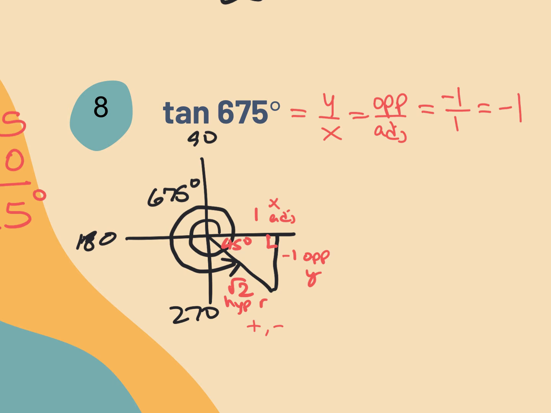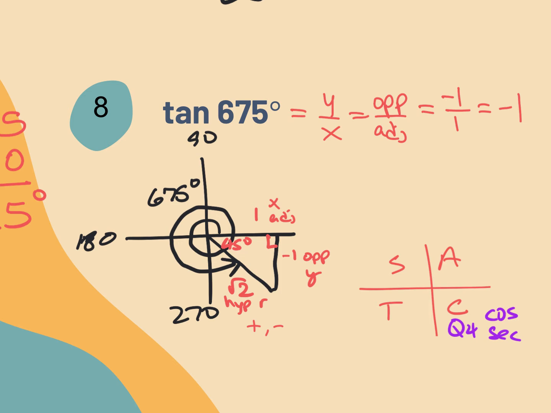Again, if you wanted to use All Students Take Calculus, remember in quadrant 4, the only things that are positive are cosine and secant. And so that meant tangent in quadrant 4 had to be negative, and that's what I got.